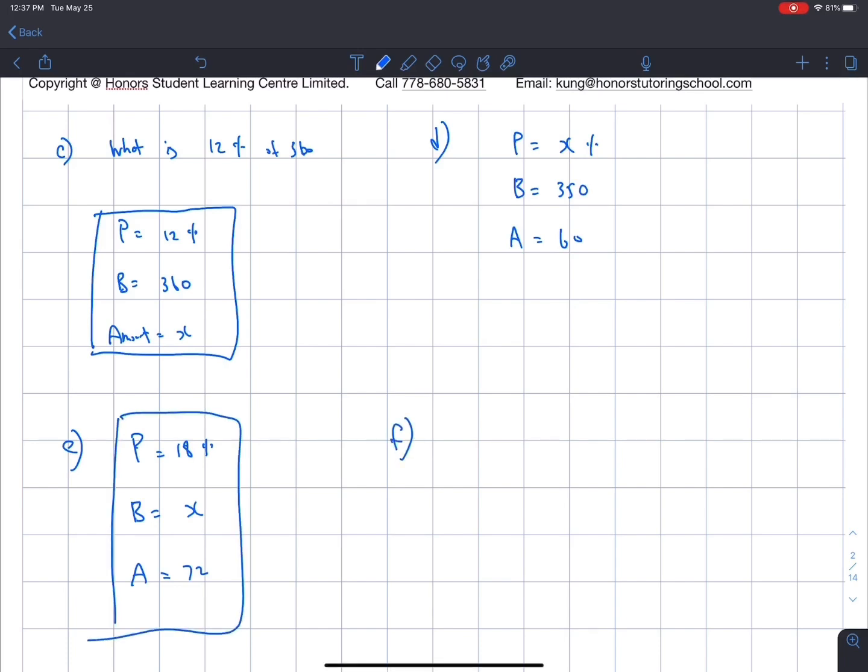F. What percent of 350 is 70? So percent we don't know, this will be x percent. So the base is 350. "Is" is always the amount. That's why the amount is 70.